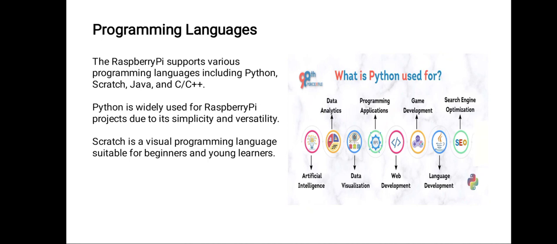For the Raspberry Pi, Python is the most useful because of its simplicity and versatility. The next, Scratch. It is a visual programming language that is suitable for beginners and young learners. Scratch is one of the best options for learning programming on the Raspberry Pi.